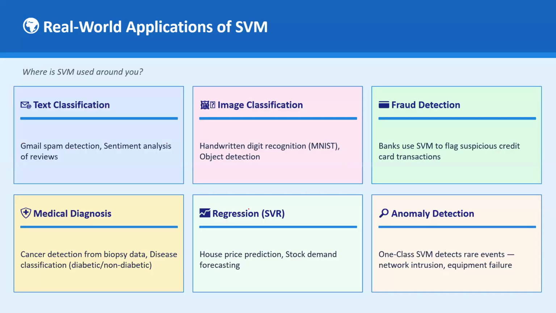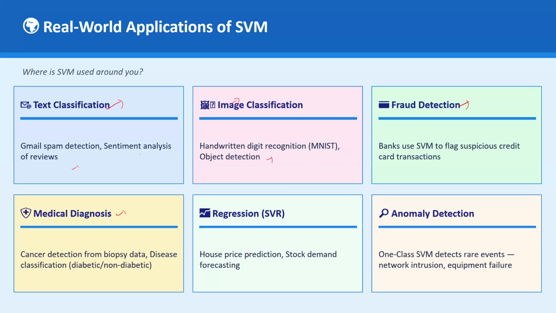But where we are using the support vector machine is text classification, like Gmail spam detection, sentiment analysis, movie reviews, right? And image classification, object detection, and fraud detection, like credit card fraud detection, this kind of data, and medical diagnosis, because these also have all the complexity of the data. That's the reason people are using this.